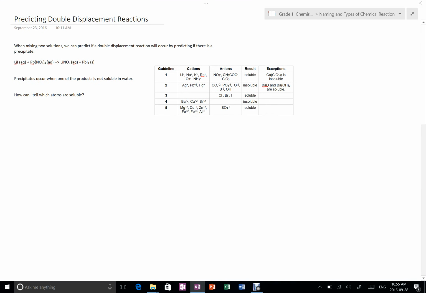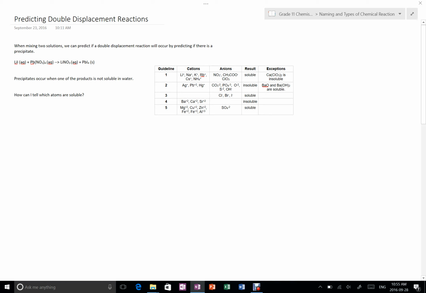Okay, in this video I'm going to talk about how we can predict if a double displacement reaction is going to happen, or if it's going to happen in a meaningful way, and also if it isn't going to happen. So if we imagine taking two liquids that are containing ions.